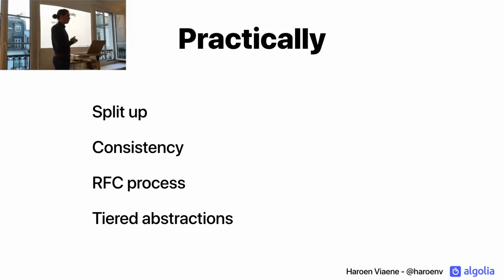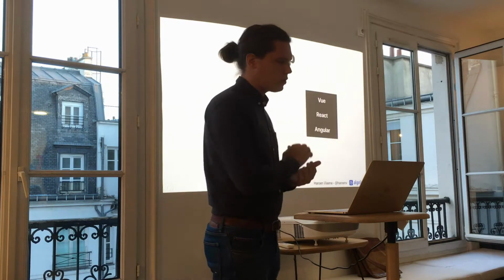The next thing that we try to work on is consistency, and we also have some processes in place to go through. I will go through these things in a bit. Then the one that I will go through last and that I love the most is a tiered abstraction. So how do we split up things?